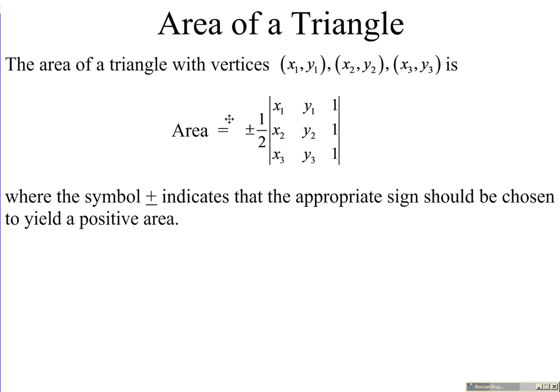The plus or minus 1/2 out in front, you will not get two different answers. You will either use positive 1/2 or negative 1/2, depending on which one would yield a positive area. In other words, if you evaluate the determinant and it's negative, then you're going to multiply it by negative 1/2 so that your area is positive. If you evaluate the determinant and it is positive, then you're going to multiply by positive 1/2 so that your area is positive.